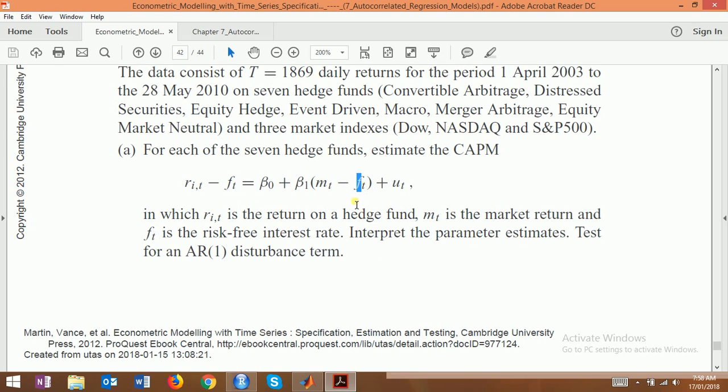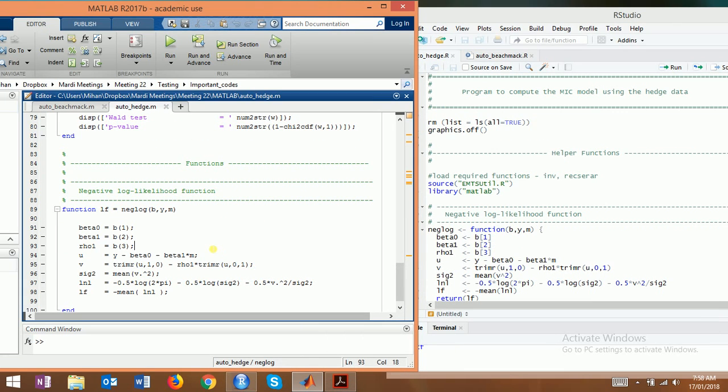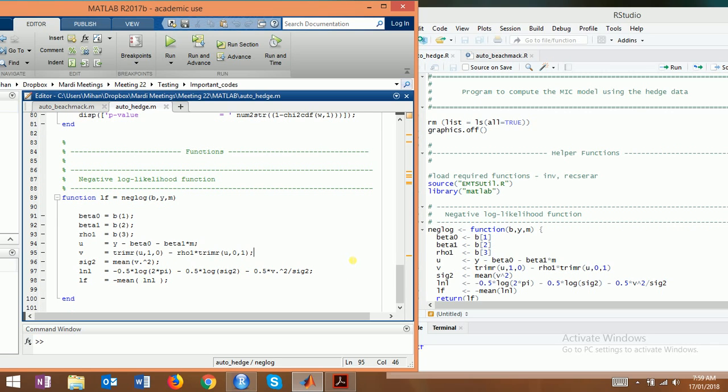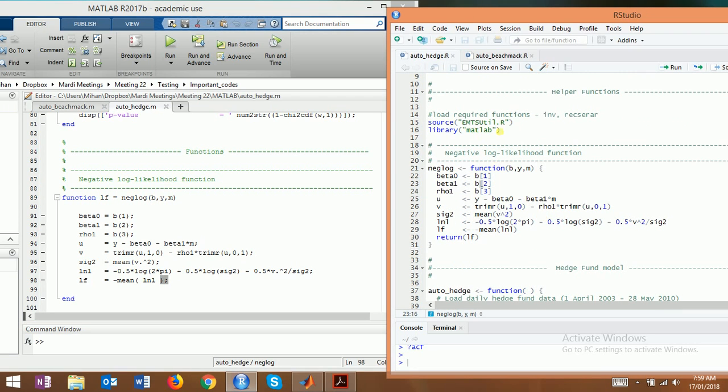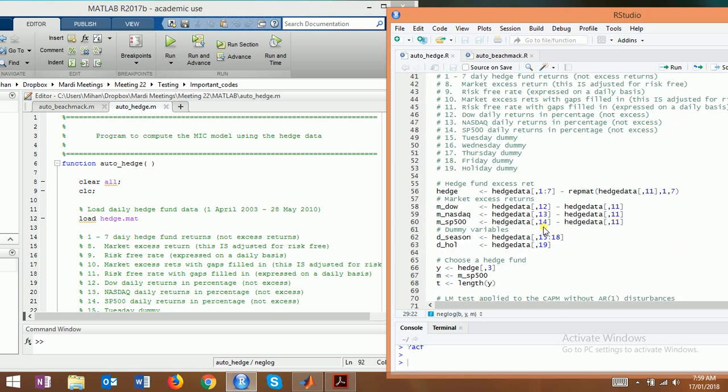Maybe we are not talking about F right now in the risk-free interest rate. v is equal to u1 minus rho 1 times u0. Fine. Sigma square is v square. Log likelihood, for t greater than 2, is the conditional log likelihood function. This is exactly the same thing. We have included the library: beta naught, beta 1, rho, beta naught m, rho, y0, 1, mean v square, log 2 pi. Beautiful. Return the log likelihood function. Then let's go to the equation.